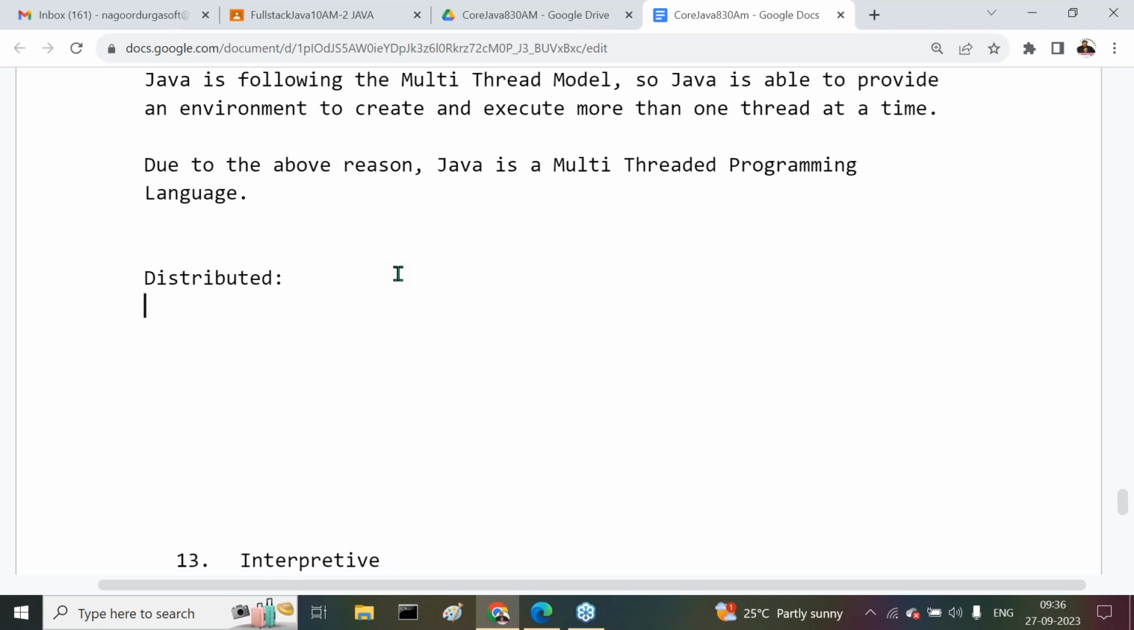What's your understanding of the next one? The next one is what? Distributed programming. Okay.